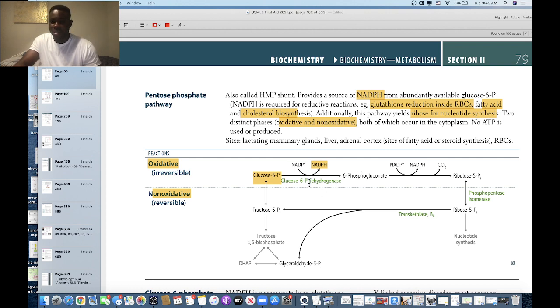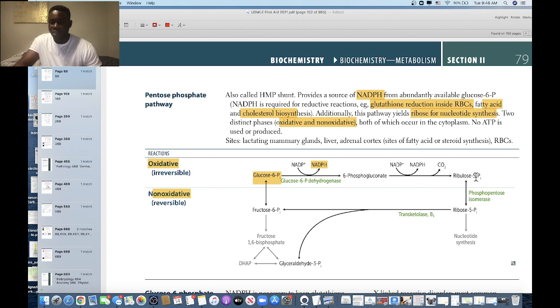How does it dehydrogenate? It removes the hydrogen from here and gives it to NADP plus, and then the NADP plus will become NADPH, like that. And then the rest will become 6-phosphogluconate, and this will also be converted into ribulose 5-phosphate. Through this, NADP plus will still be reduced to NADPH, and carbon dioxide will come out.